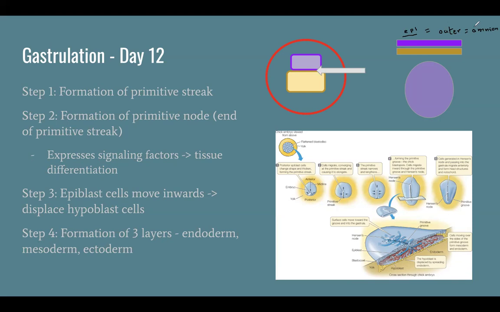Okay, so the reason day 12 is so important is it shifts that bilaminar disc, which is known as a two-layer disc, into a trilaminar disc. Before I get into all the nitpicky details, I'll give you a general gist of what happens.